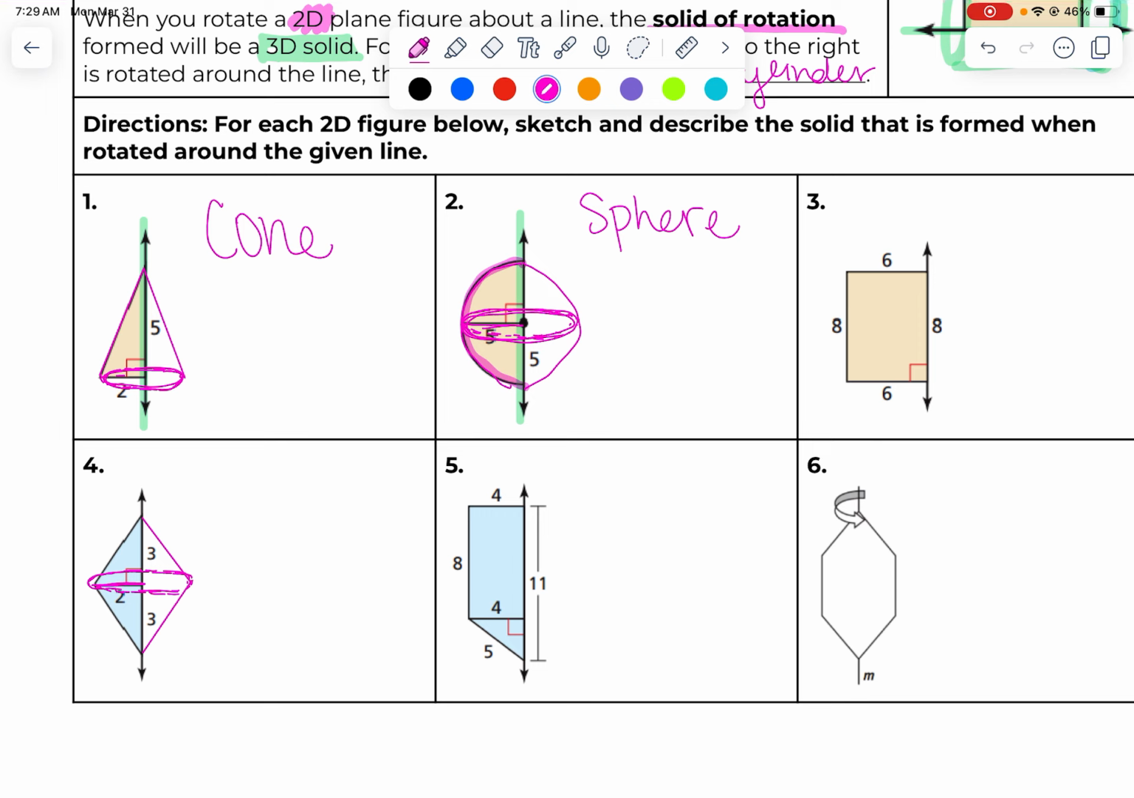But that doesn't look like a single figure that we have. So this is actually 2 figures together. This top figure is a cone, and this bottom figure is a cone. So here we have 2 cones stacked on top of each other.